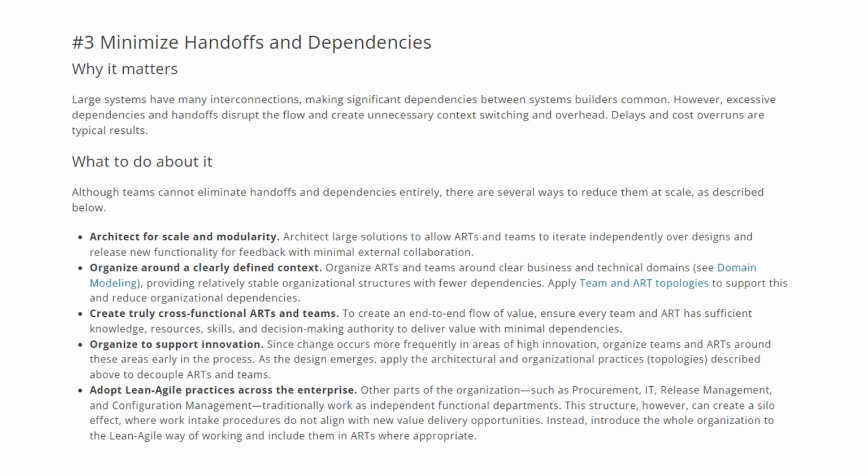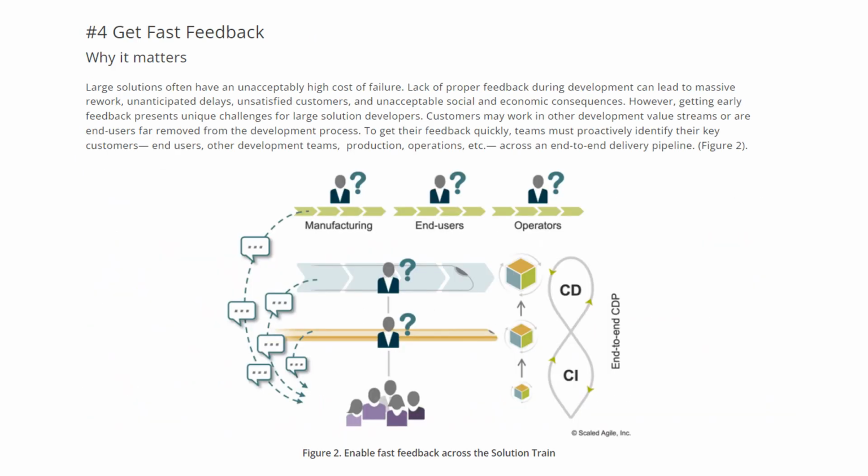The final option could be adopt lean agile practices across the enterprise. Other parts of the organization, such as procurement, IT, release management, construction management, traditionally work as independent functional departments. This structure, however, can create a silo effect, where work intake procedures do not align with the new value delivery opportunity. So instead, introduce the whole organization to a lean agile way of working and include them in the ARTs where appropriate. Fourth flow accelerator is getting faster feedback.